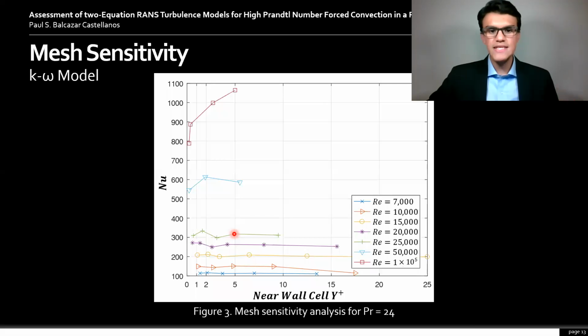For this reason, these test cases were also investigated in terms of higher Reynolds numbers closer to the ones expected to be seen in industry. For example, 50,000 in blue and 100,000 in burgundy. And as can be seen, there are dramatic changes in the Nusselt number with grid refinement. And for this reason, this model for high Prandtl, high Reynolds applications loses some of its reliability, or most of its reliability.